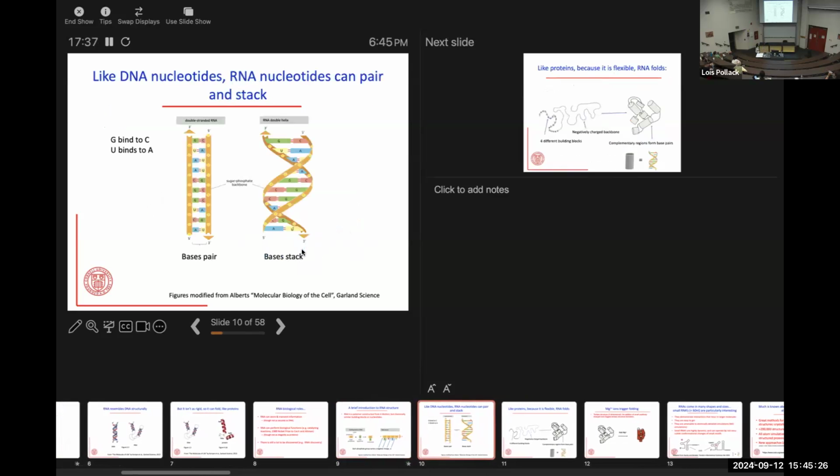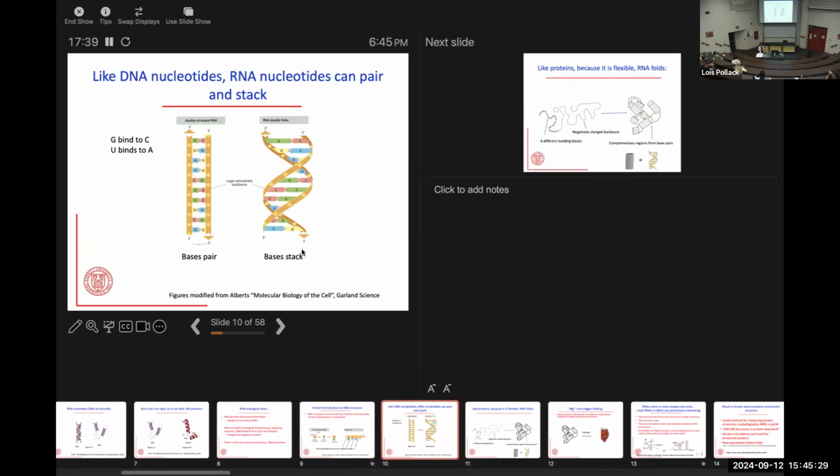Okay. So like DNA nucleotides, I hope people know about base pairs. G goes to C, A goes to T in DNA, right? That's very, very fundamental. RNA nucleotides also can pair together. So we get GC base pairs, we get UA base pairs over here, and the bases can pair, and then they can stack.